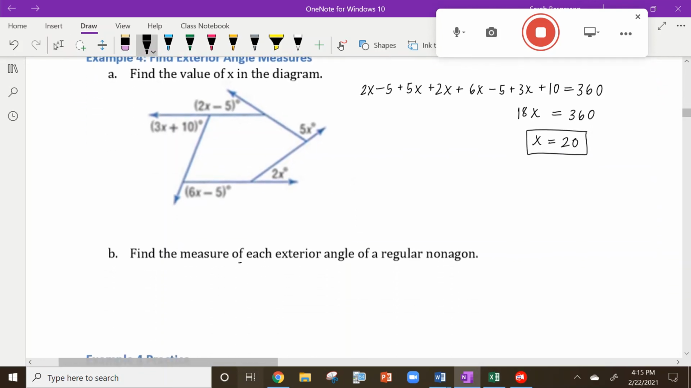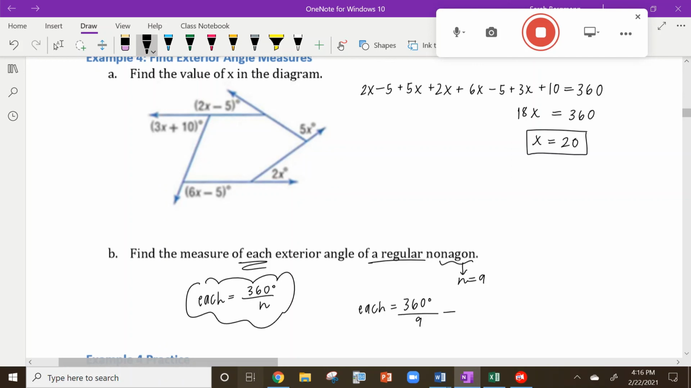Now this one is asking us for the measure of each exterior angle of a regular nonagon. If you have a regular shape, each exterior angle will be congruent. Therefore, each exterior angle would be 360 degrees divided by the number of sides n. Make sure you know this formula. In this case, a nonagon has 9 sides, so n equals 9. So each angle would be equal to 360 degrees divided by 9, or 40 degrees. So each exterior angle is 40 degrees.